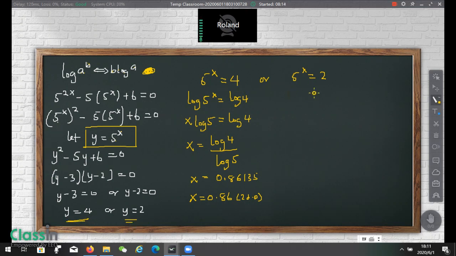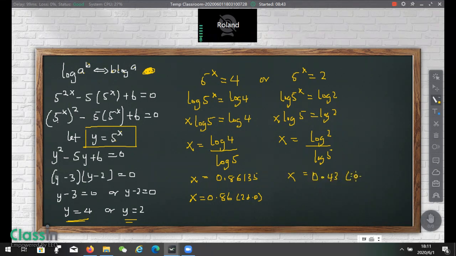If y is 2, the same approach: we apply log to both sides. We get x log 5 equals log 2, from the law. We divide both sides by log 5, so we have log 2 over log 5, and we can find x to be 0.43 to 2 decimal places.